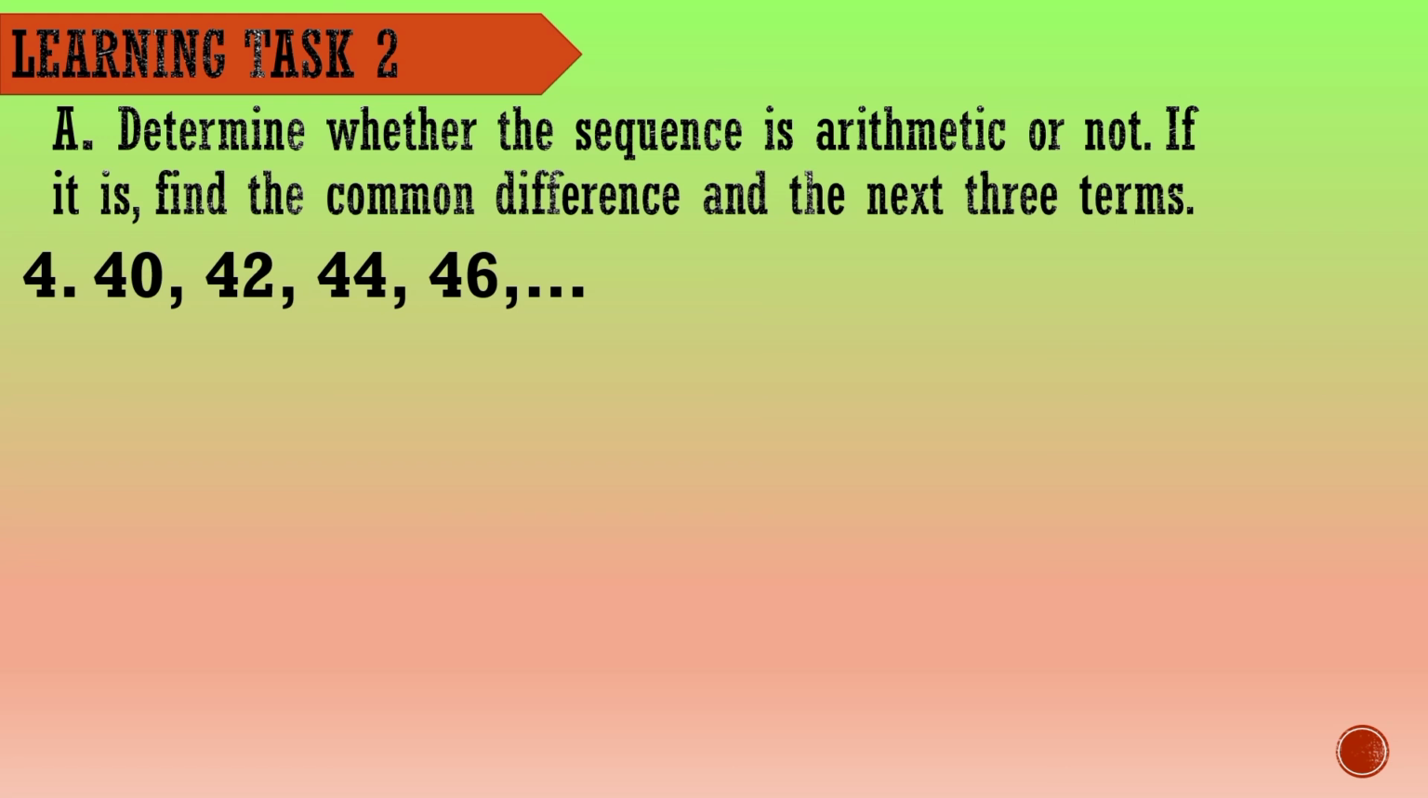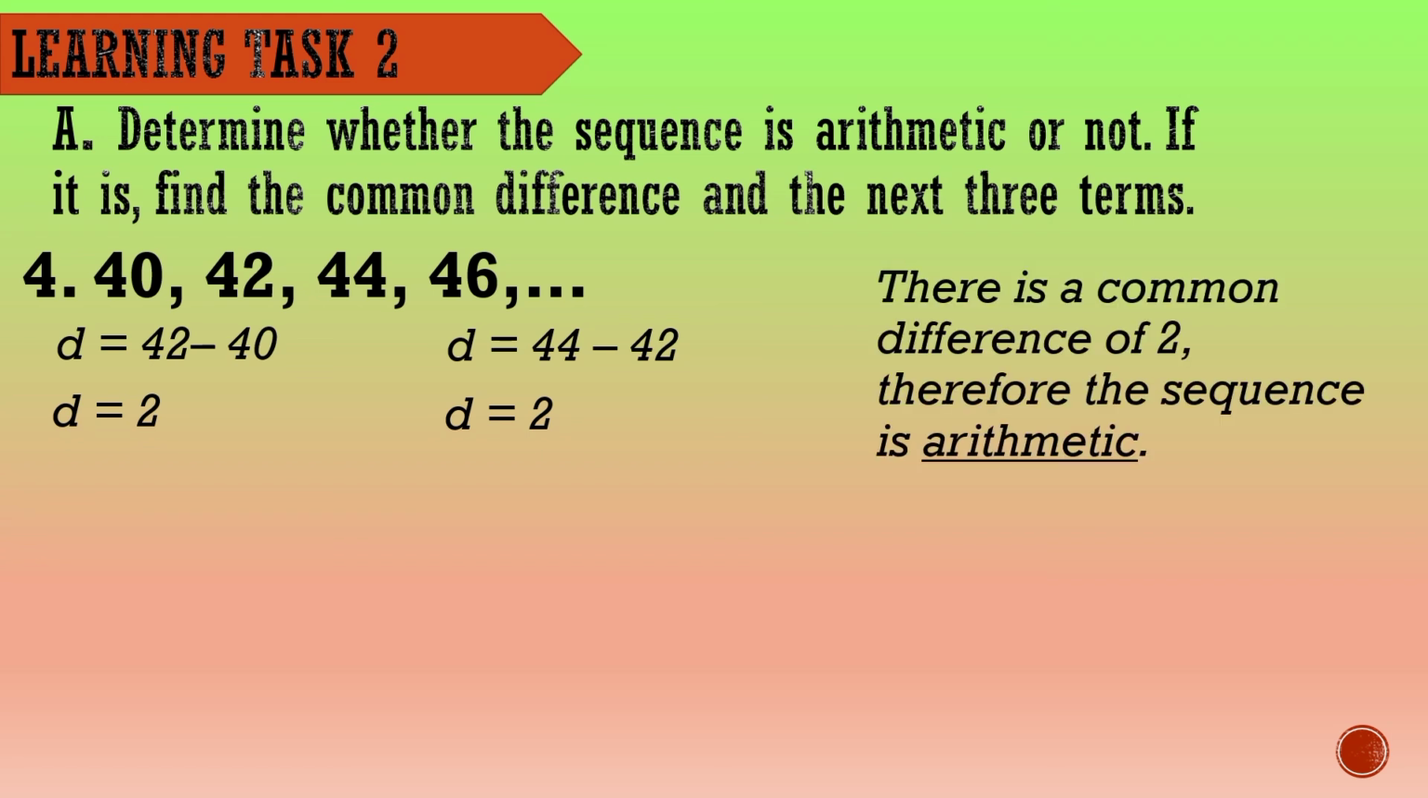4, we have 40, 42, 44, and 46. So, let's find the common difference. Let's try to find kung meron siyang common difference. 42 minus 40 is 2. 44 minus 42 is 2. The difference between each term is the same, which is 2. There is a common difference of 2. Therefore, the sequence is arithmetic.